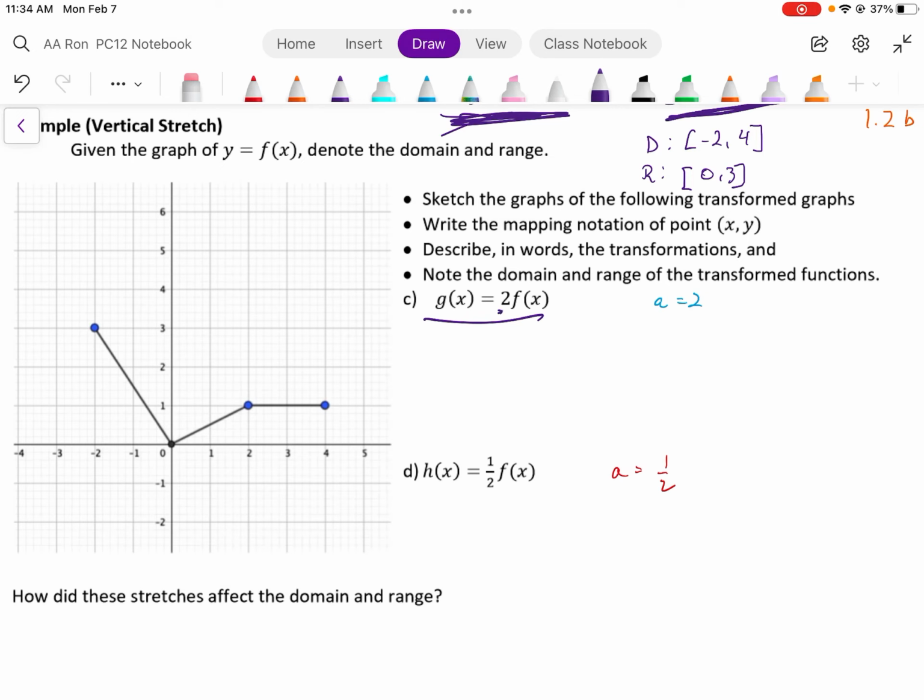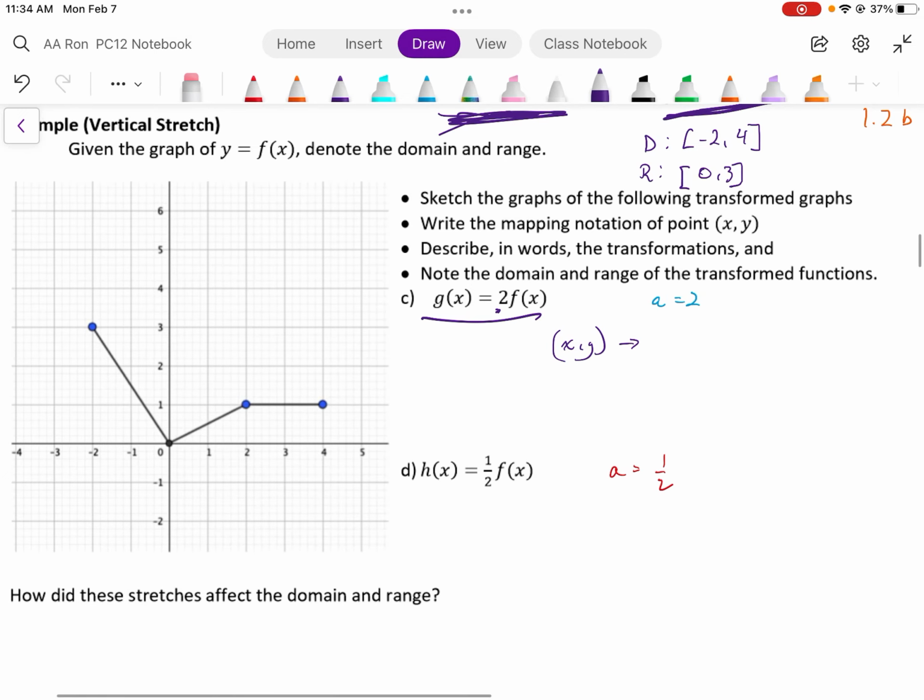When I take a look, I see that a is equal to 2. So I start off with point x, y. And when a is equal to 2, we're going to stretch our points, the y value, by a factor of 2. And really, we're multiplying the y values by 2. Now, describe in words what this is called. Well, this would be called a vertical stretch by a factor of 2.